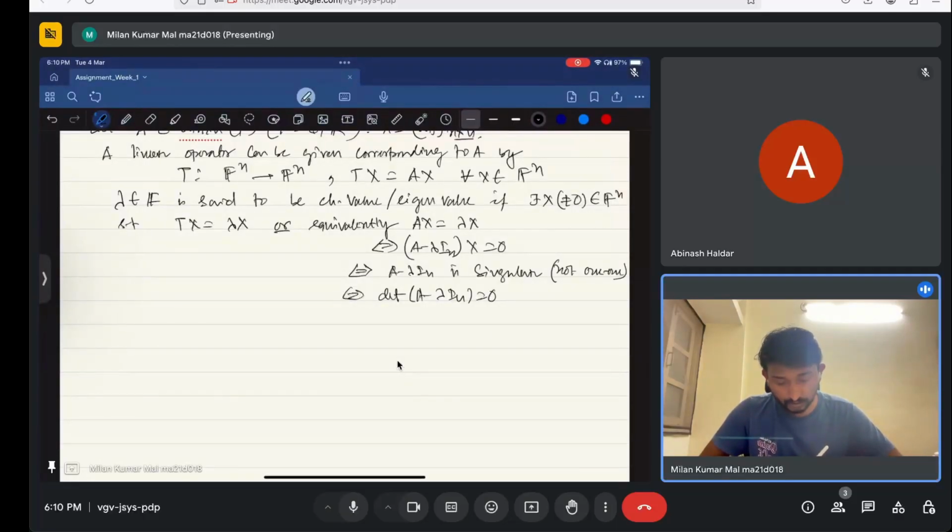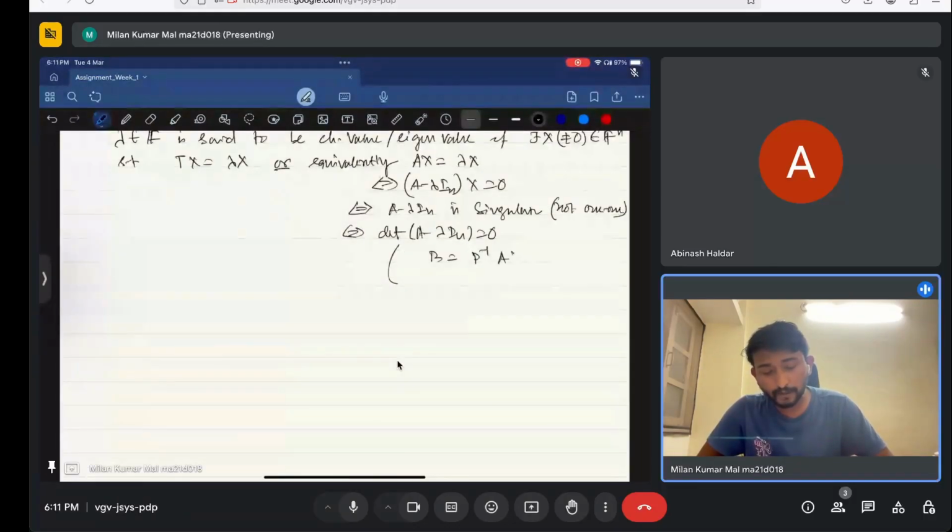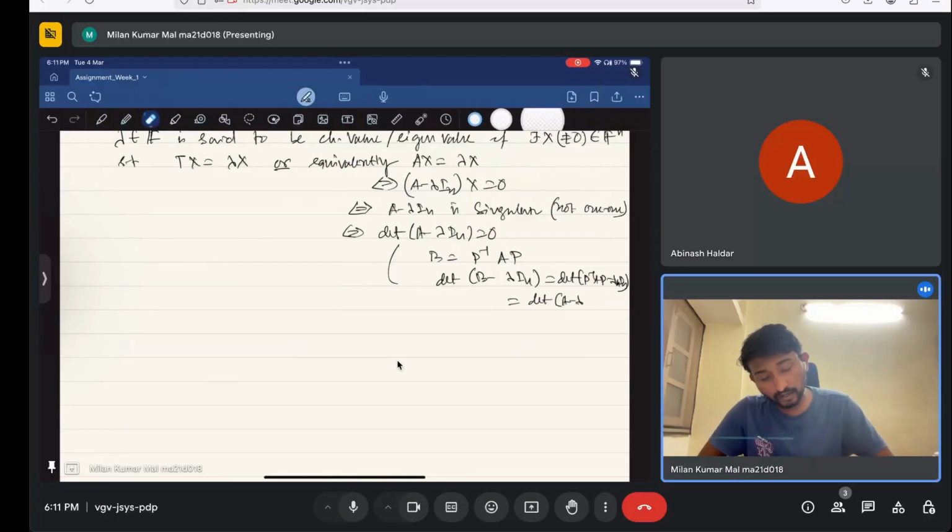And we have discussed that if two matrices are similar, then their characteristic polynomials are the same. Let B be similar to A, that is B = P^{-1}AP for some invertible n by n matrix P. Then determinant of (B - lambda I) = determinant of (P^{-1}AP - lambda I), which equals the determinant of (A - lambda I). That's why the characteristic polynomial for similar matrices is the same.